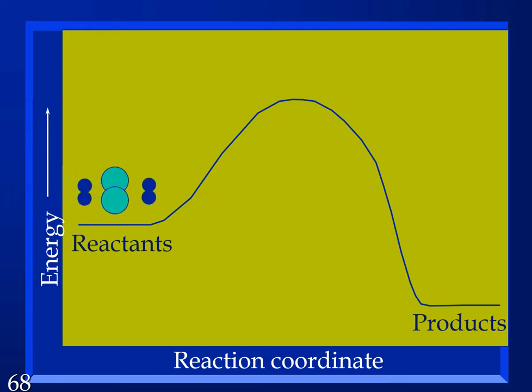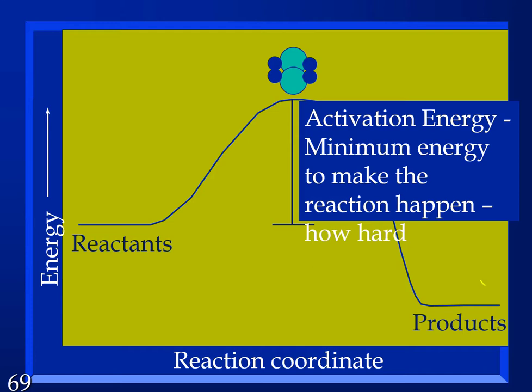That's because, let's say I had 2H2 plus O2. They have to hit each other hard enough to break bonds so that they can be put together differently on the other side. I've got to hit hard enough to break the H's away from the H's and the O's away from the O's so I can put them together to make my H2O's. So the height of this hill is about how hard they had to hit. And that height is called the activation energy. The activation energy is the minimum energy to make a reaction happen.